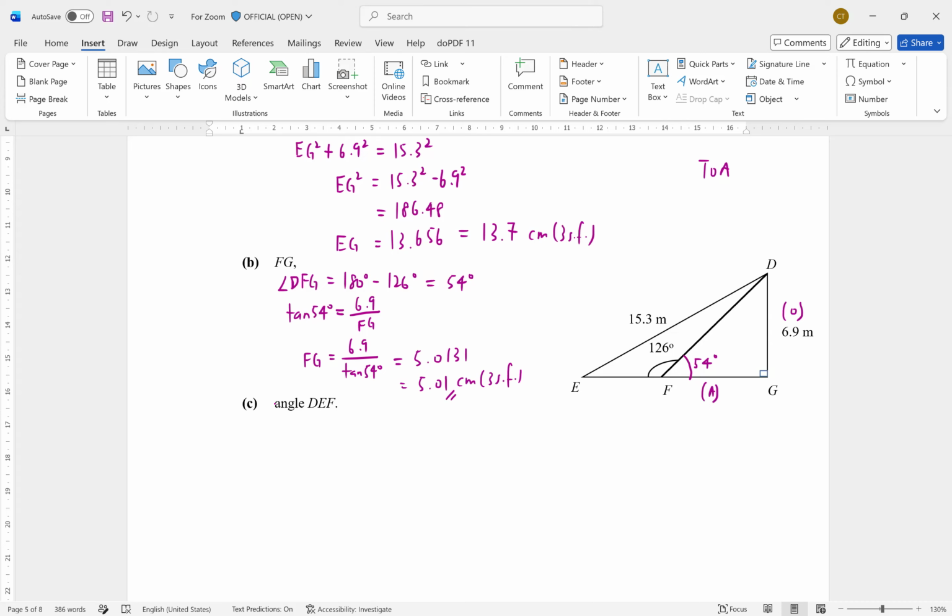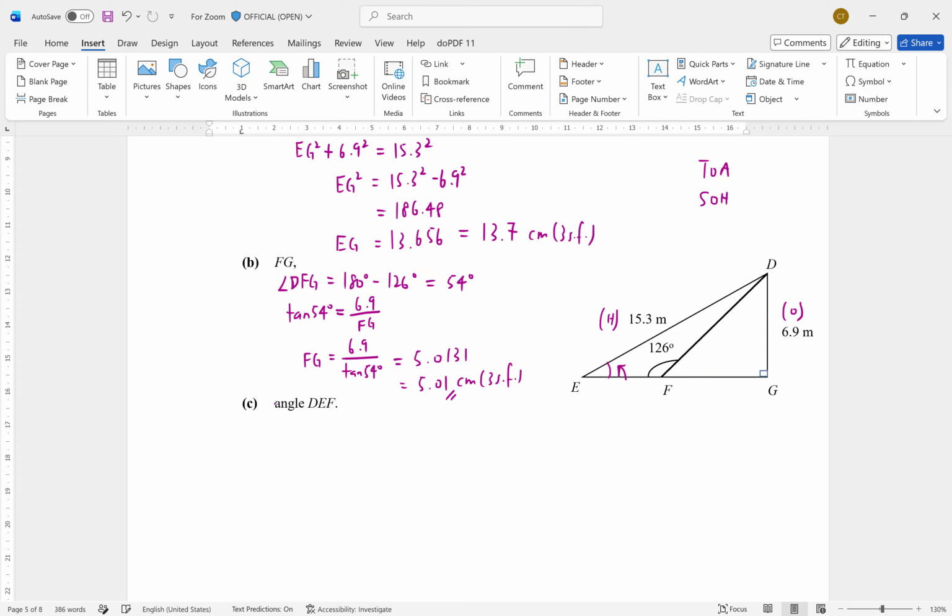Last part, find angle DEF. Angle DEF is an angle in the big triangle, so we are going to use info from the big triangle. Once again, we can use trigo ratio. We know two sides and it's a right angle triangle. If the angle that we want to find is over here, then 6.9 is the opposite and 15.3 is the hypotenuse. So O and H, and we are going to use sine.